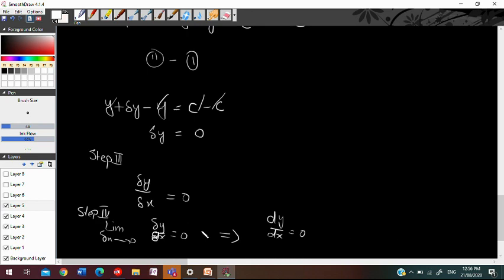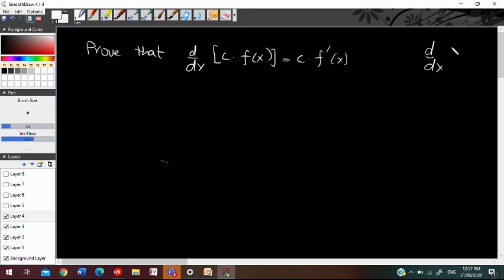Now the second theorem. Prove that d by dx of c f of x is equal to c f prime of x. d by dx of any function can be written as f prime of x. Both have the same meaning. So when we start, it proves the first step.